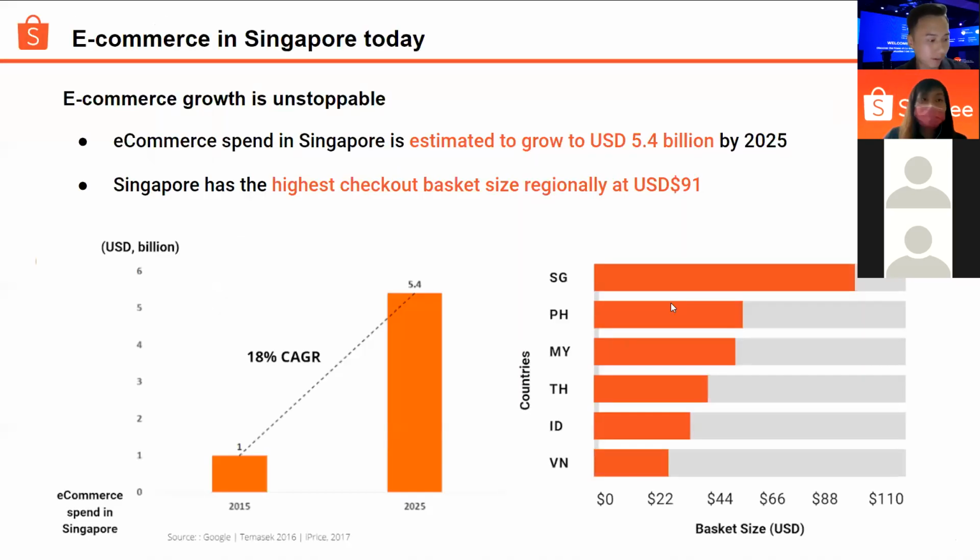To start off, let me share a bit more about the e-commerce growth right now in Singapore. E-commerce spend in Singapore is estimated to grow by USD 5.4 billion by 2025, and Singapore has the highest checkout basket at 91 USD. What this means is that on average, when someone purchases online, they check out $91 per order. This is a very huge basket.